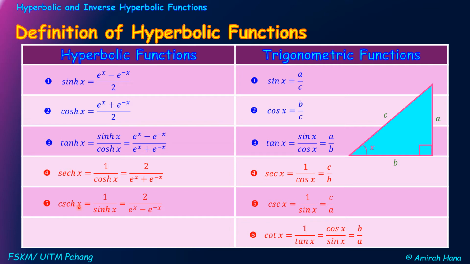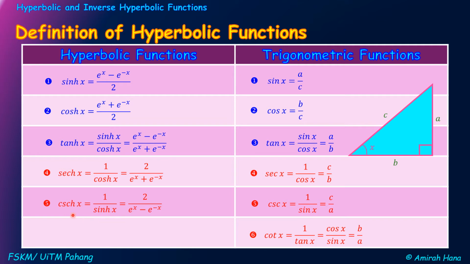Since cosec x is a reciprocal function for sin x, from the sinh x formula we just exchange numerator and denominator. So we get 2 over e to the power of x minus e to the power of negative x. When we compare with trigonometric function, we have cosec x equals 1 over sin x. No h here because this is trigonometric function. But under hyperbolic function, we must put h here. The function looks similar to trigonometric function, but we must put h.